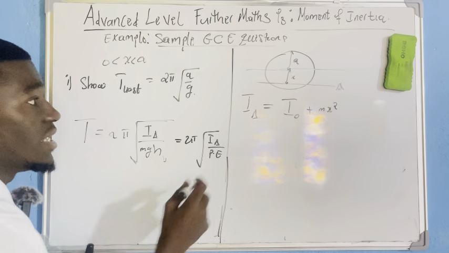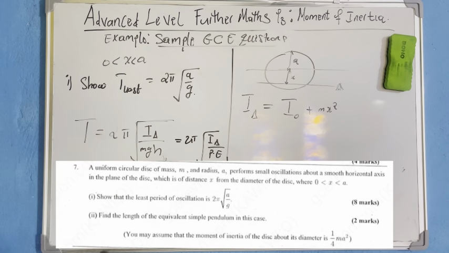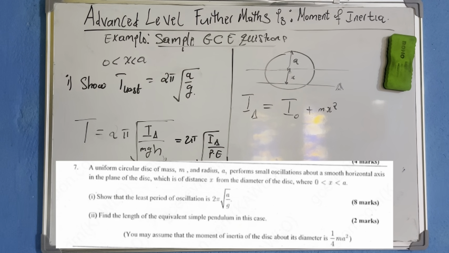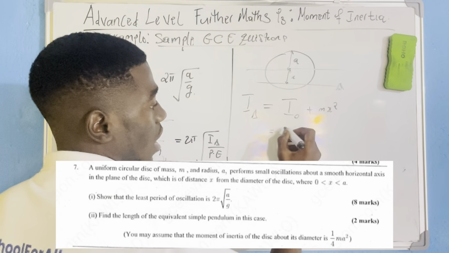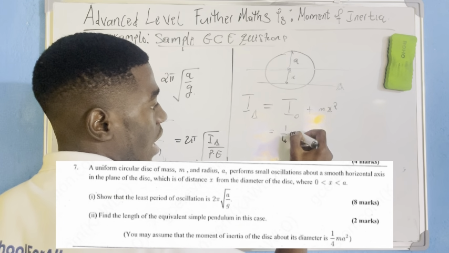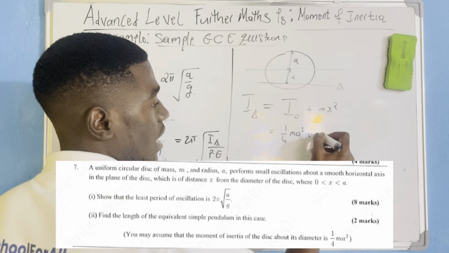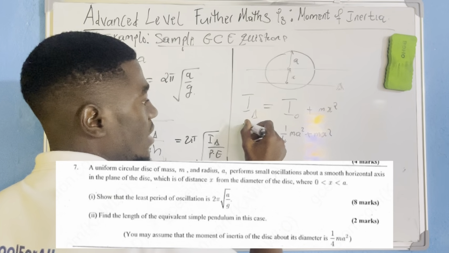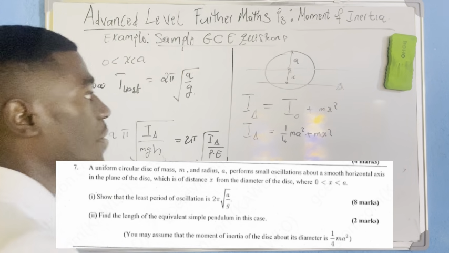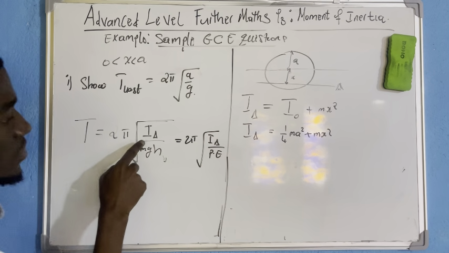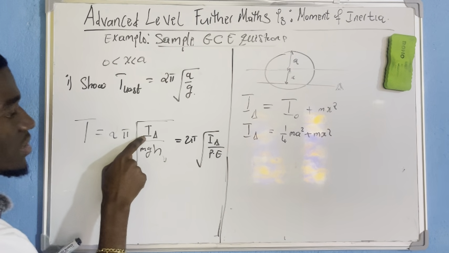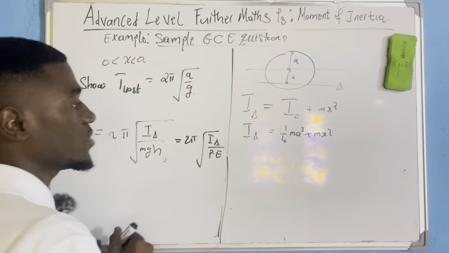As simple as that. The moment of inertia of the disc about the center, they gave it. They said that you may assume that the moment of inertia of the disc about its diameter is 1/4 ma square. So I will put 1/4 ma square plus mx square. So that is the moment of inertia of the disc about the axis of rotation delta. As simple as that. Now h, I already have the moment of inertia.